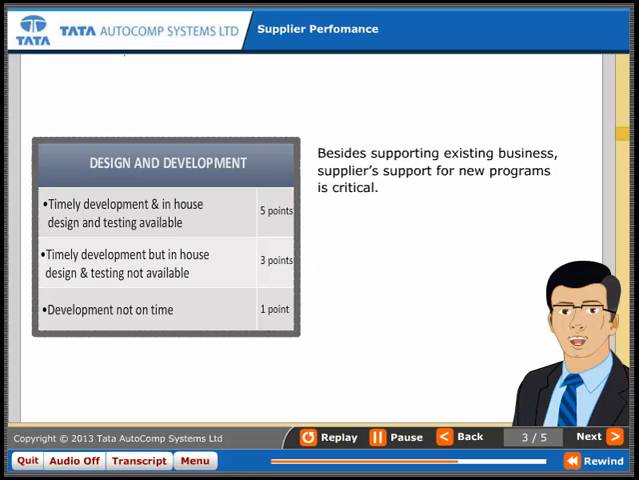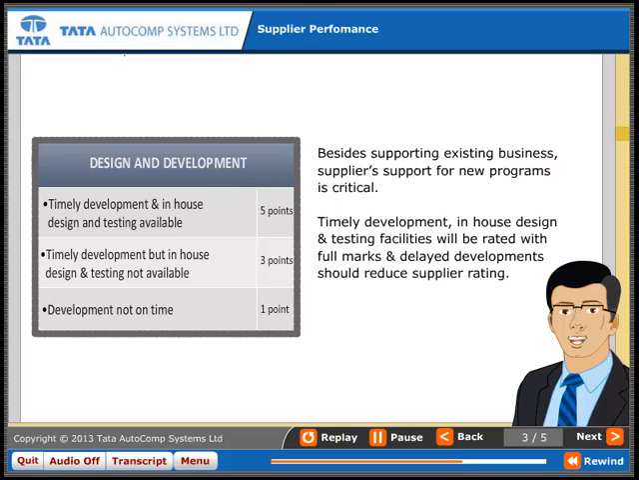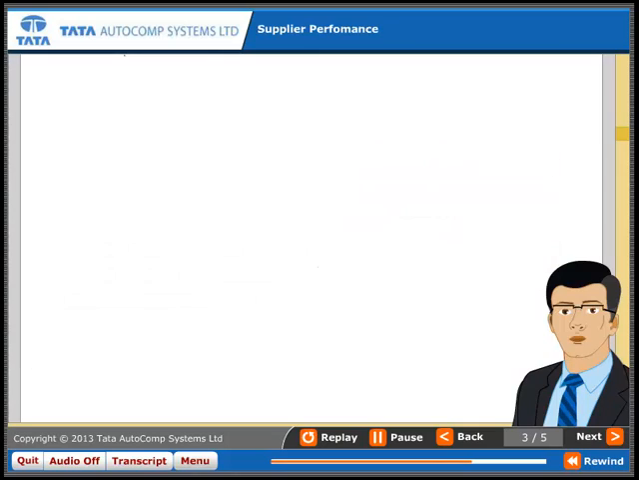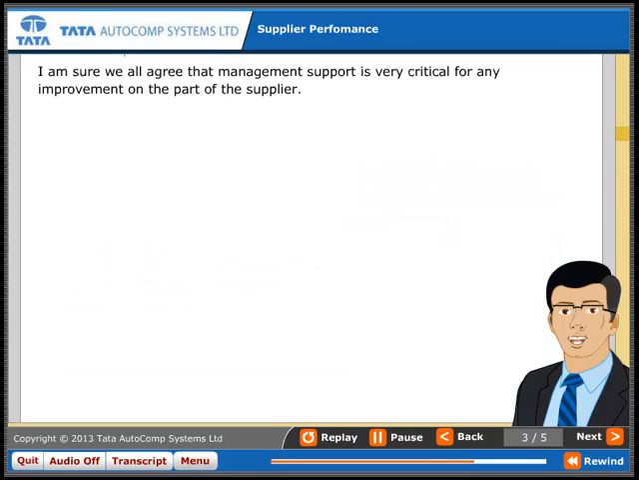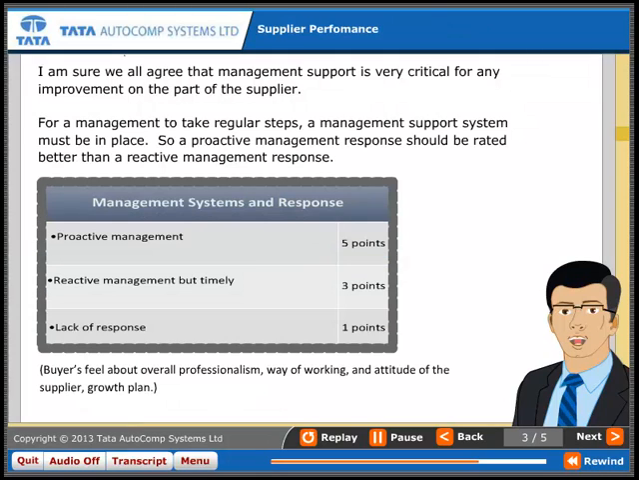Besides supporting existing business, supplier support for new programs is critical. Timely development, in-house design and testing facilities will be rated with full marks, and delayed developments should reduce supplier rating. I'm sure we all agree that management support is very critical for any improvement on the part of the supplier. For a management to take regular steps, a management support system must be in place. So, a proactive management response should be rated better than a reactive management response.